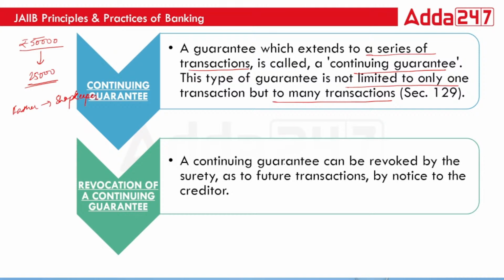A continuing guarantee can be revoked by the surety for future transactions by notice to the creditor. Here the creditor is the shopkeeper. So the father is allowed to do that. He can stop the continuing guarantee which was earlier given for 50,000. Now he can stop it at 25,000 and tell the shopkeeper not to allow the kids to buy anything more than that.